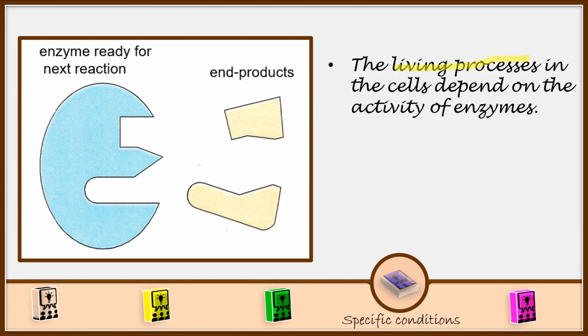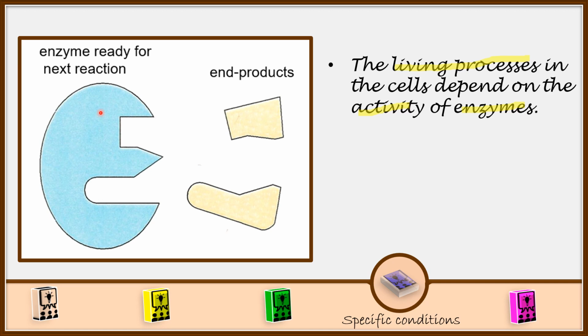The living processes in the cell depend on the activity of enzymes. So all those processes, for example excretion, respiration, reproduction, all those living processes in the cells, depend on the activities of the enzymes. And the enzymes work best in a stable environment with stable conditions. The enzymes are the ones that speed up all the reactions that take place in the body, which constitute the living processes taking place in the cells.